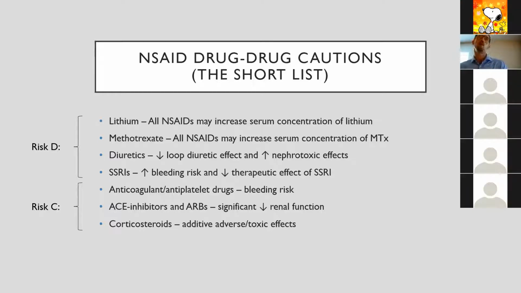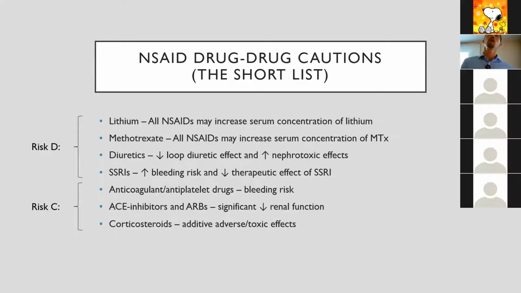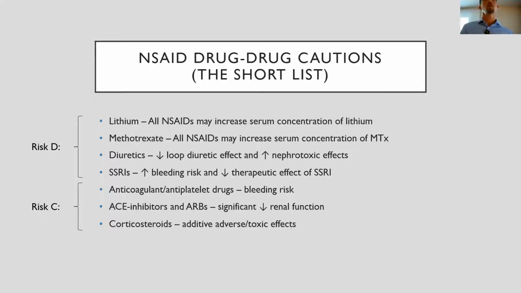Methotrexate: we have patients here with rheumatologic disease, and what do patients with rheumatologic disease often take? A lot of them take methotrexate. What do they often complain of? They complain of musculoskeletal pain. So keep in mind that for patients on methotrexate, it is a risk category D to have them on NSAIDs, because, same mechanism as with lithium, it can increase the serum concentration of methotrexate.